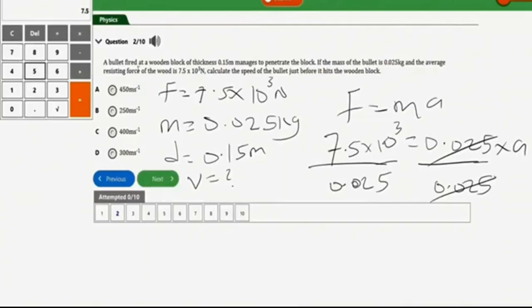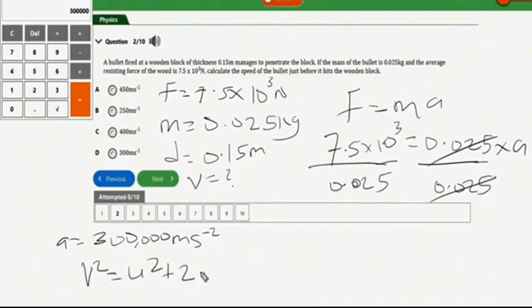7.5 times 10 to the power 3 is the same thing as 7500. Divide this by 0.025. So we have 300,000. Our acceleration a equals 300,000 meters per second squared. So let's apply an equation of motion to get our final velocity. We're going to apply v squared equals u squared plus 2as.